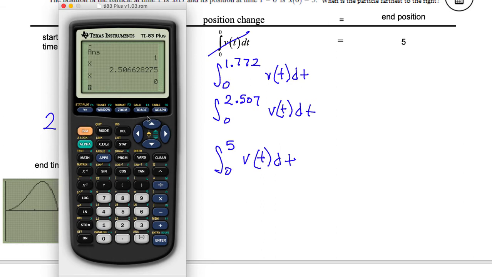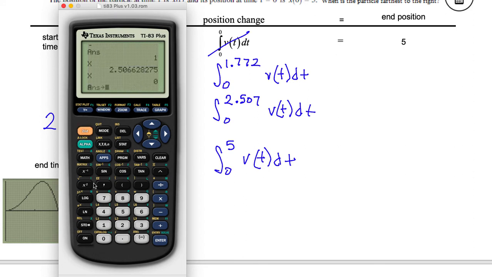So if I come back up here, second trace 7, 0. So no, I don't want to do that. I want to find the 0 again. So let's get out of this. I want to do second trace 2 between 0 and 2. I'm going to guess 1 to get 1.772. Okay, that's now stored. Let's get out of that.